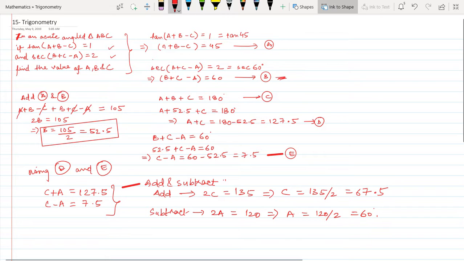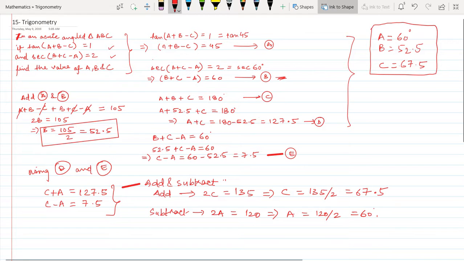Okay, so let me verify my parts here. Angle A is equal to 60 degrees, angle B is equal to 52.5 and angle C is equal to 67.5. This is what we have derived. Now let me try and see if I satisfy all the three conditions.